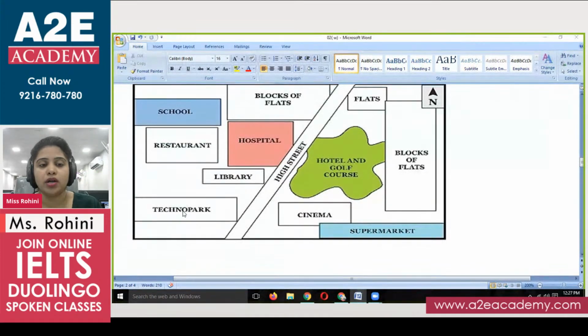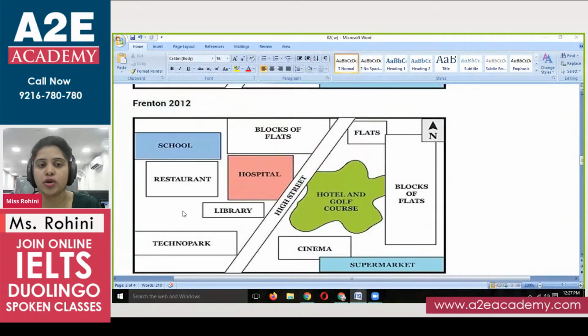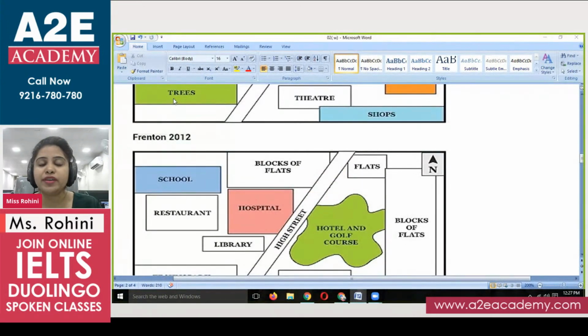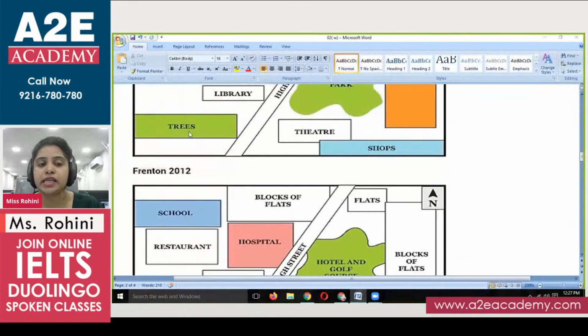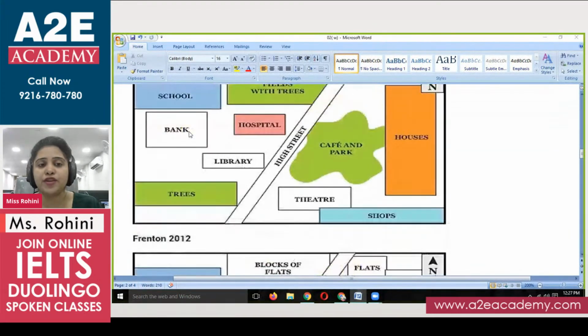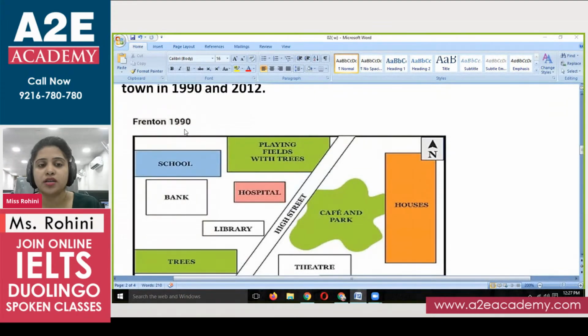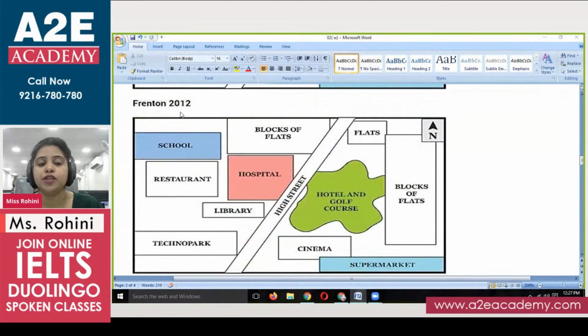So now trees cut down into technopark. So हम इसी तरीके से sentence को create कर सकते हैं. We can say in the previous map, the position of trees can be noticed at southwest direction, but after 22 years, trees has been cut down and converted into technopark. Okay.